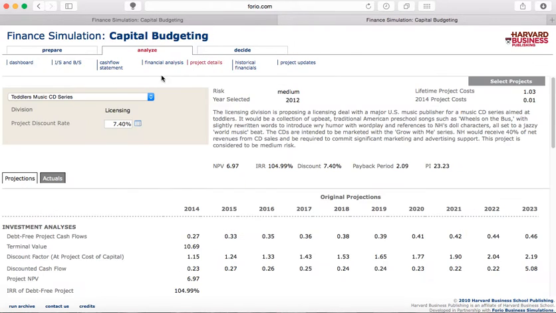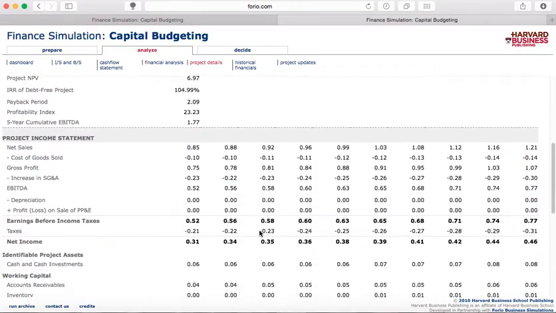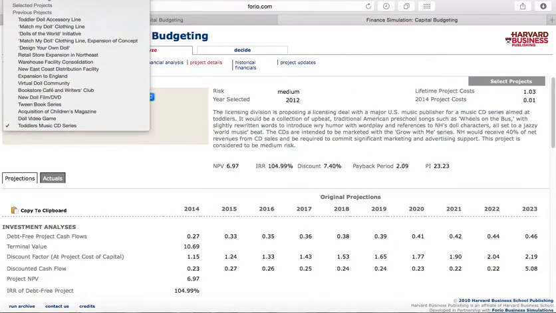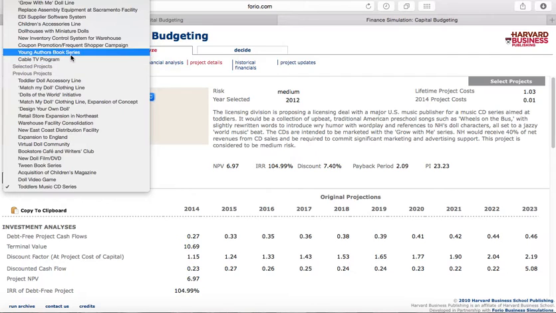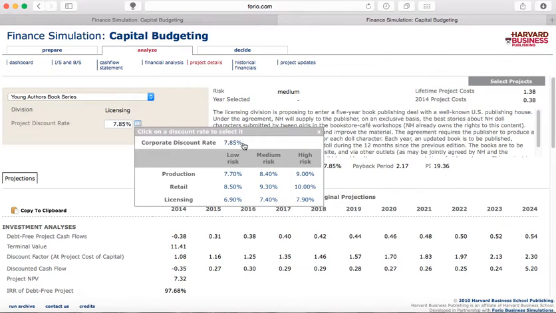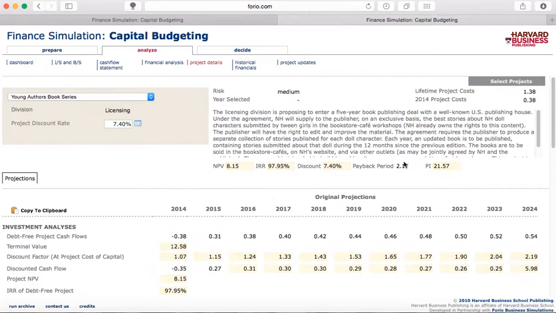So looking at more project details, we can see some more of the breakdowns of the individual projects, but going up to the ones that we are still going to be selecting. Medium risk, some of these numbers are good looking numbers, low payback period, high internal rate of return. Since it's licensing and it's medium risk, we can go ahead and decrease this number lower than the corporate rate, which will increase these numbers.